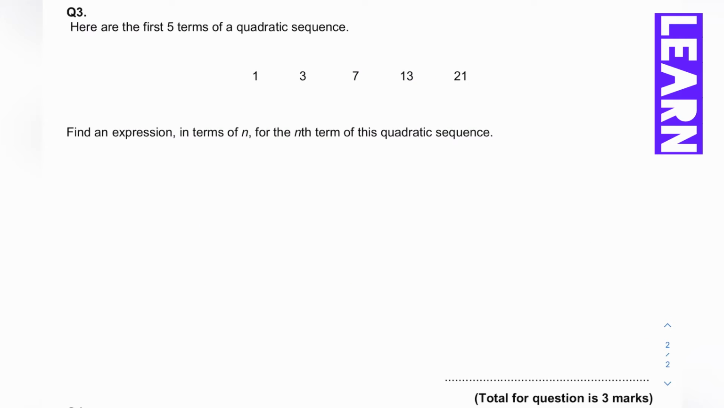So here in question 3, it's asked us to find an expression in terms of n for the nth term of this quadratic sequence. So, just like in the previous questions, we need to work out our first difference to begin with. Now we work out our second difference. Here we can see we're increasing by 2 on our second difference.